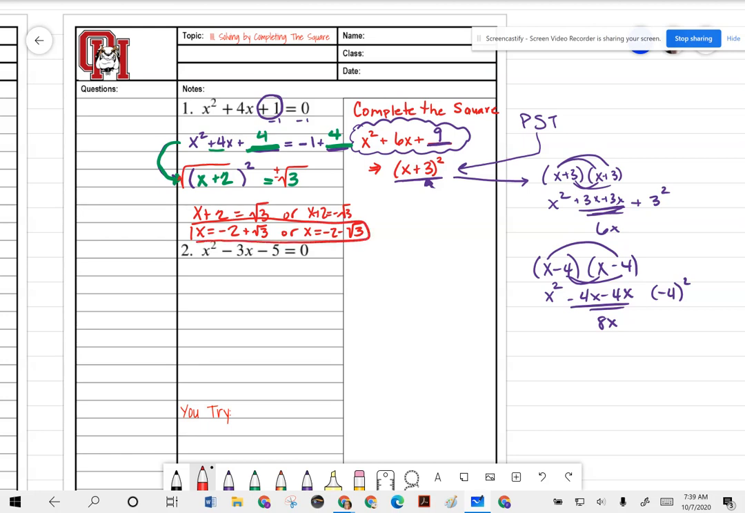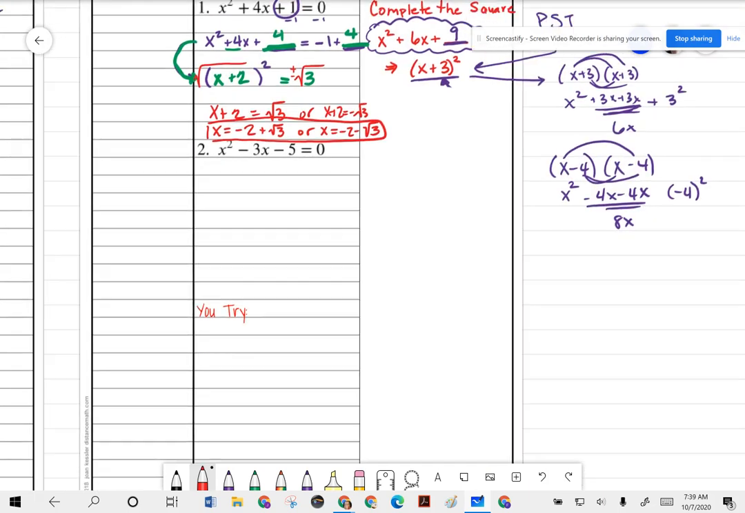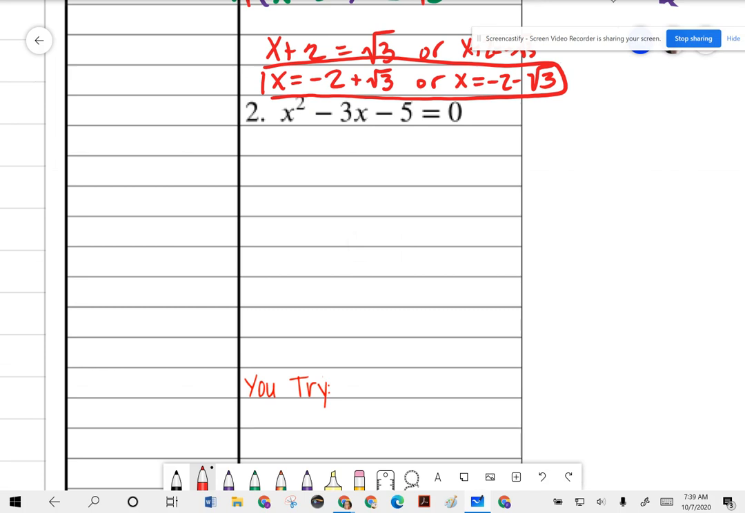All right, now let's try number 2. If I look here, I notice that that 5 will need to go to the other side. So I've got x squared minus 3x. Whoops, I think my lag time is for sure. Let's try that now. Let's move that 5 over to the other side. We get x squared minus 3x plus something is equal to 5 plus something.